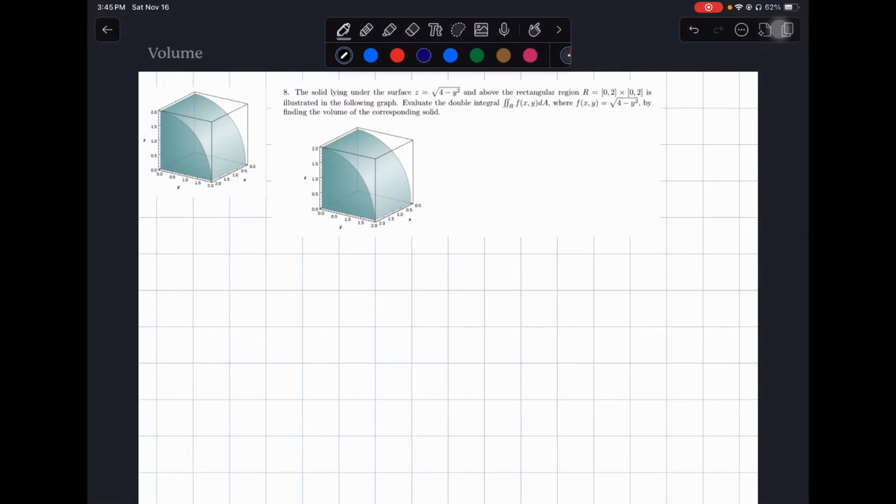Hey guys, so today we'll be solving this question. We're supposed to evaluate the double integral, and evaluating the double integral will in fact give you the volume of the corresponding solid. So there are two ways to go about this problem.